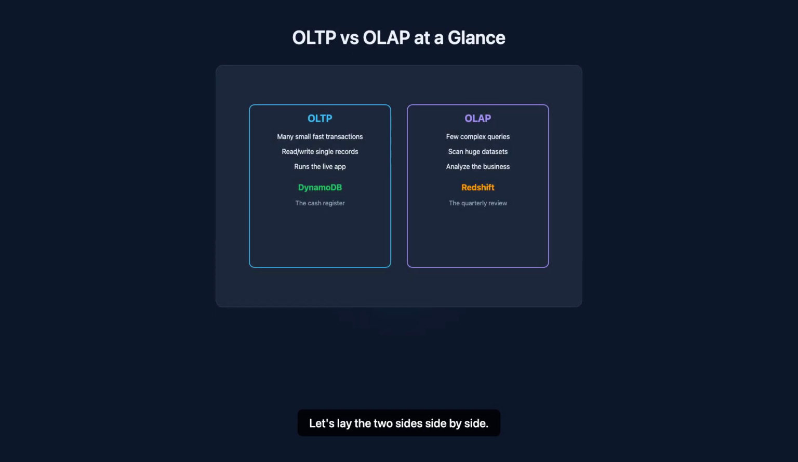Let's lay the 2 sides side by side. On the left, OLTP, many small, fast transactions, reading and writing single records, running the live app. That's the cash register, and DynamoDB is the engine. On the right, OLAP, a few complex queries that scan huge datasets to analyze the business. That's the quarterly review, and Redshift is the engine. When a question describes fast key-value lookups or real-time reads, you're on the left. When it talks about business intelligence or analyzing trends across years, you're on the right. Get this split right and most of the work is already done.